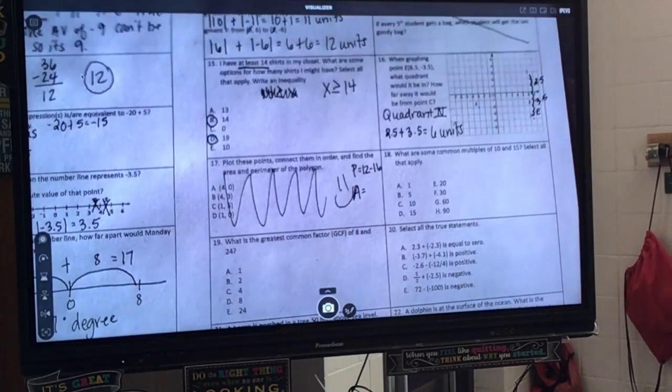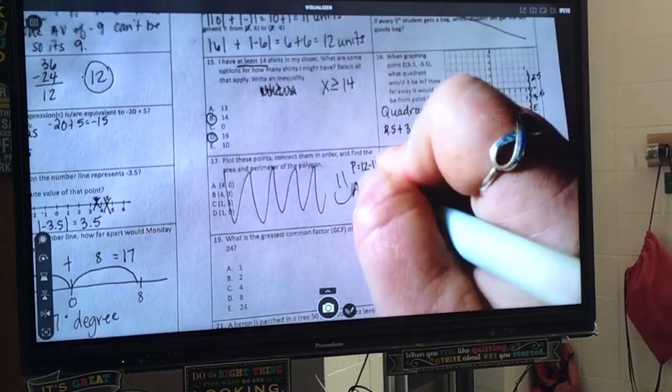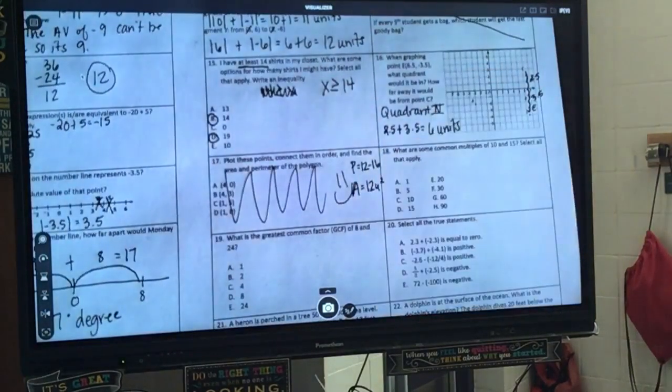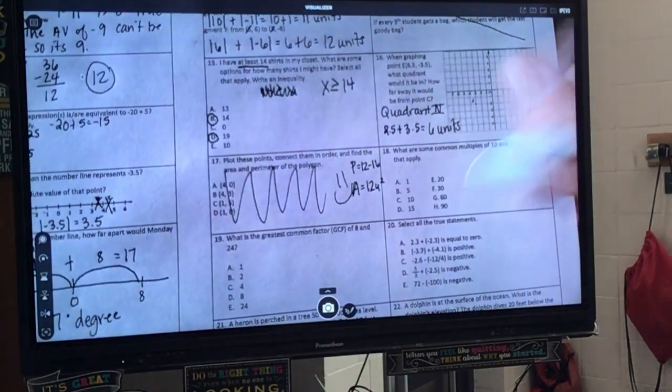Alright, so what did we get for area, Christiana? I got 12 units squared. I got 12 as well. 12 units squared is what you should have.